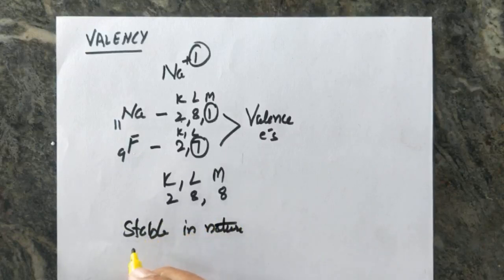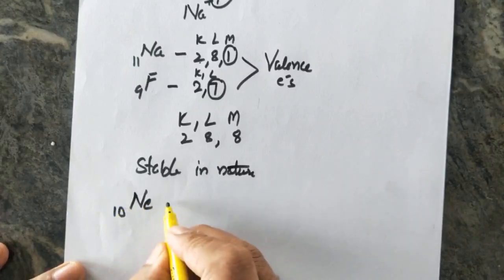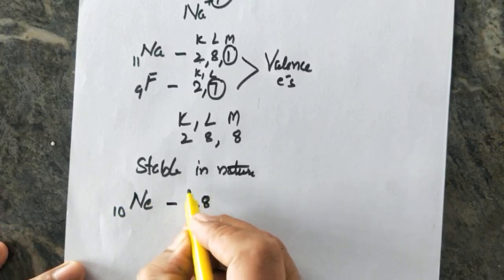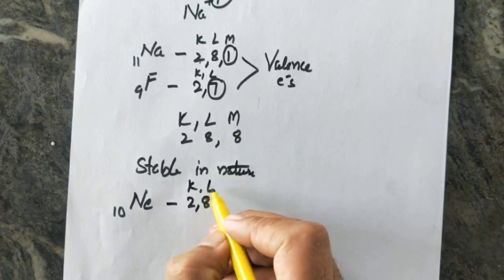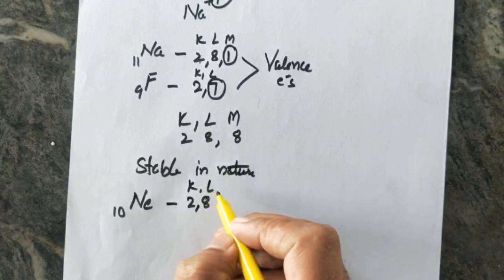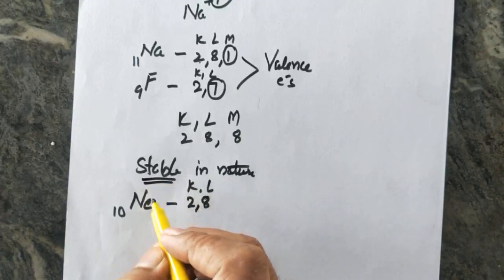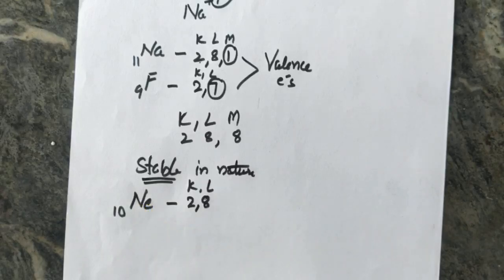For example, neon. It contains 10 electrons. The configuration will be 2, 8. That means it contains 8 electrons in the outermost shell, so it is already completed. Such elements are stable in nature, which means they will not react. Every element tends to be stable, and in order to attain stability it will have to complete its shell.